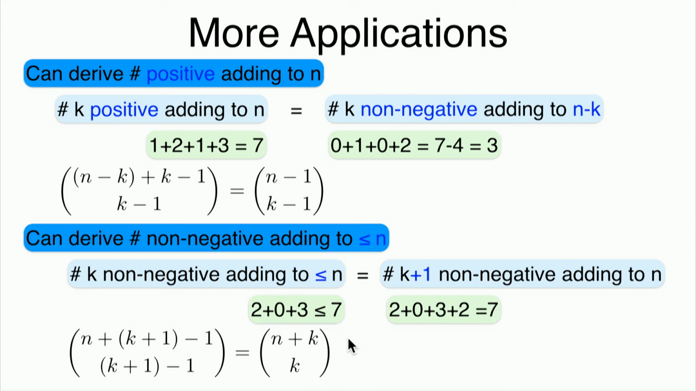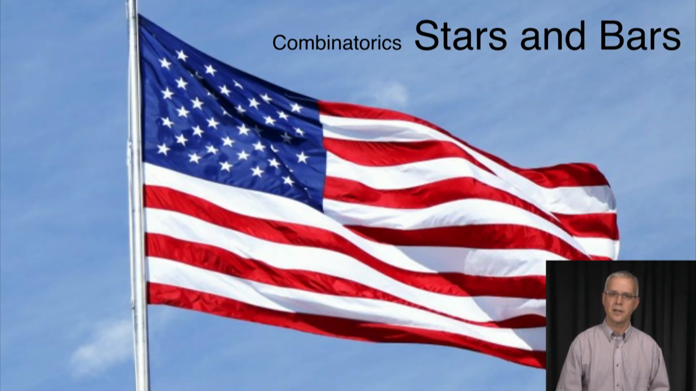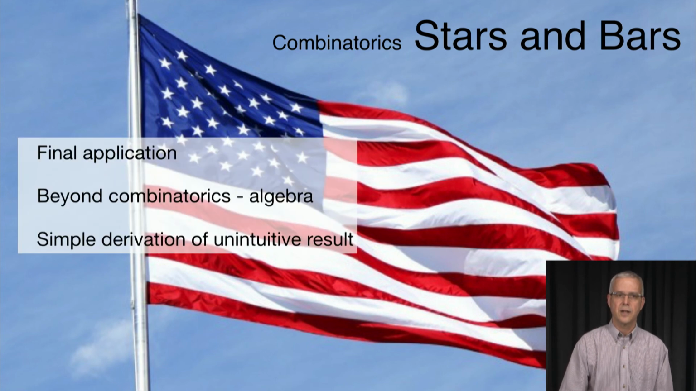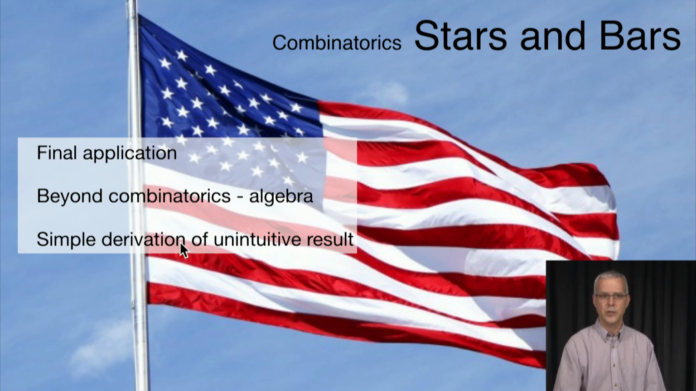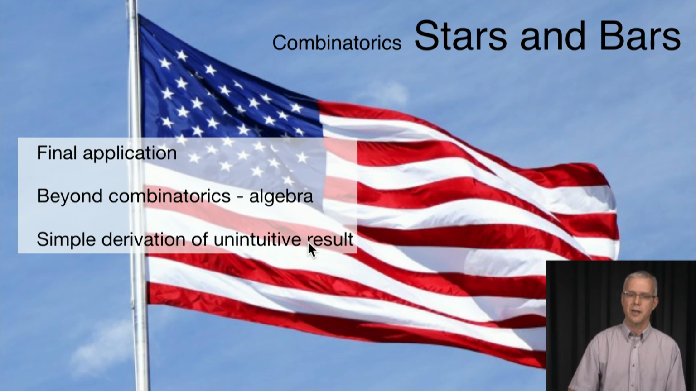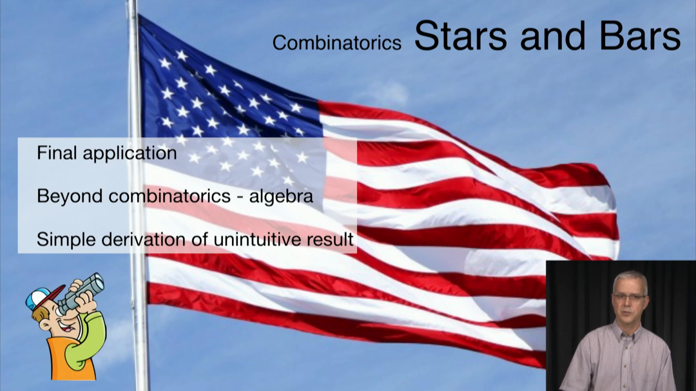Okay, so with that, we're done talking about stars and bars and what I think is a fairly nice application of binomial coefficients. We discussed our final application that shows that beyond combinatorics we can apply it to other fields like algebra and derive a simple derivation of what otherwise might seem like an unintuitive result. With this, we're also done talking about combinatorics. What we'll do next is start talking about probability. See you next time.